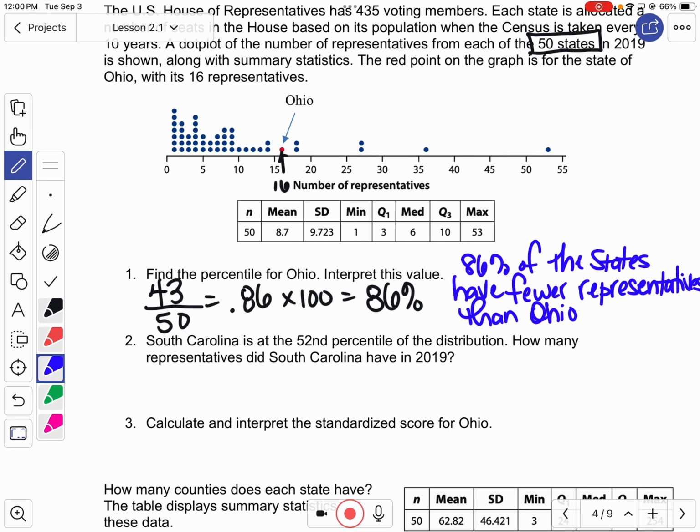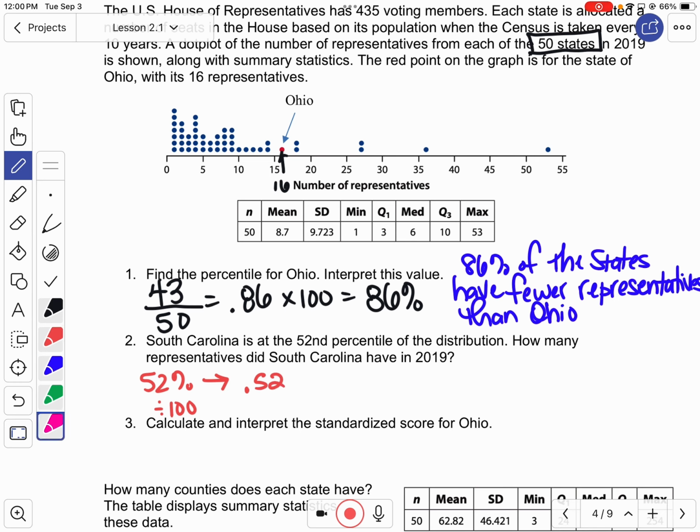Now, this is a little bit trickier. Basically, what they want me to do is to undo the percentile. Well, how do we do that? Let's take that 52%, and if I wanted to convert it back to a decimal, what would I do? I would divide by 100. So I would take 52 and divide by 100, and what would I get? I get 0.52.